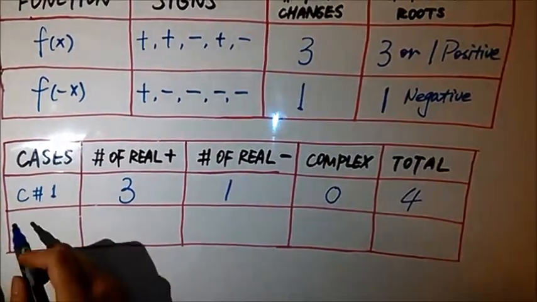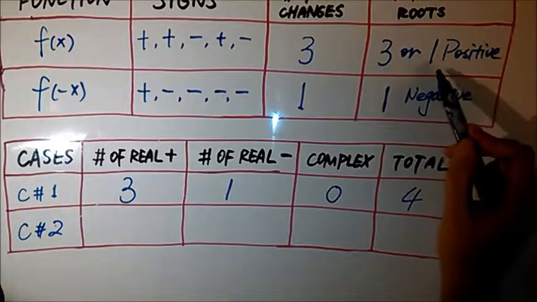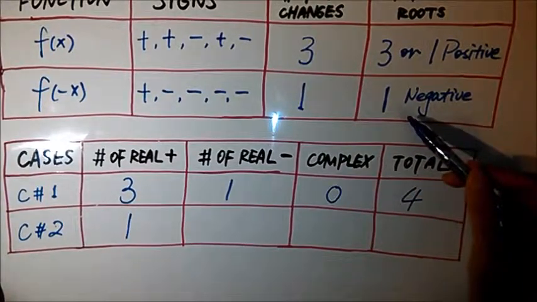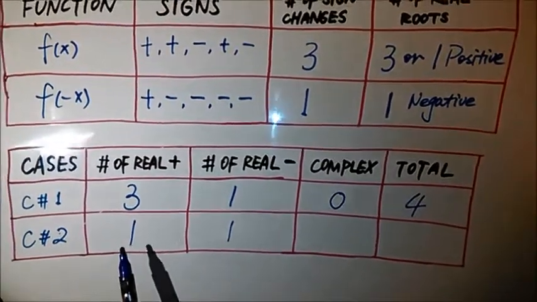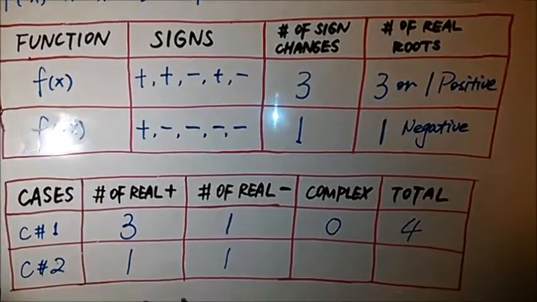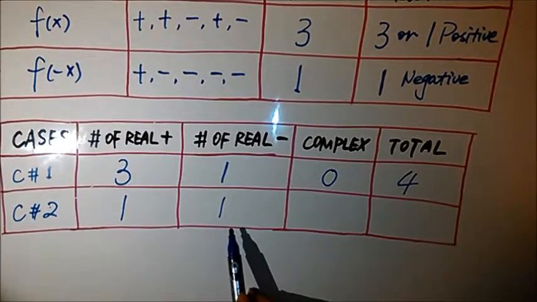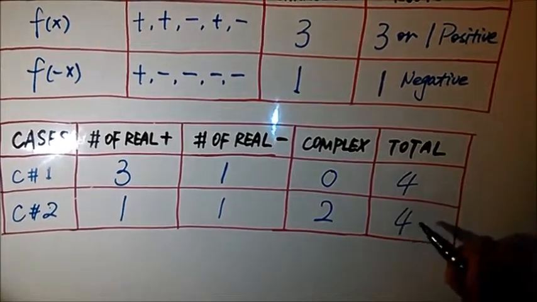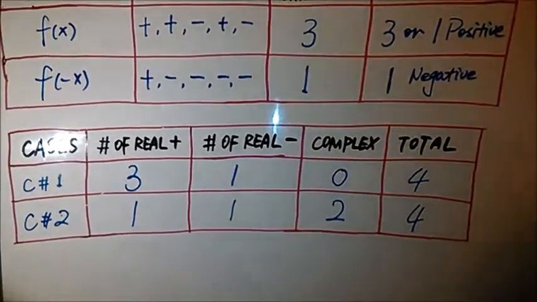Or another scenario, case number 2. Case number 2, we have 1 positive real root and 1 negative real root. And if you look at the top again, the highest power is 4, to the 4th power. So we have a total number of 4 solutions. 1 and 1 is 2, so we have 2 complex roots for a total number of 4 solutions. Okay. Now let's look at the columns.